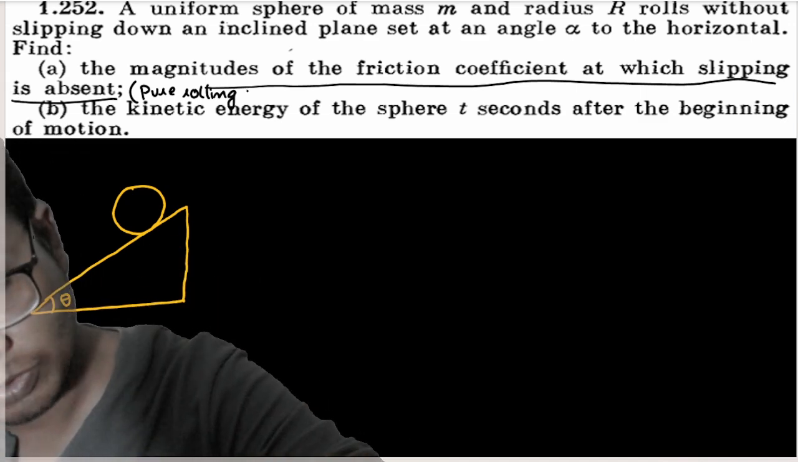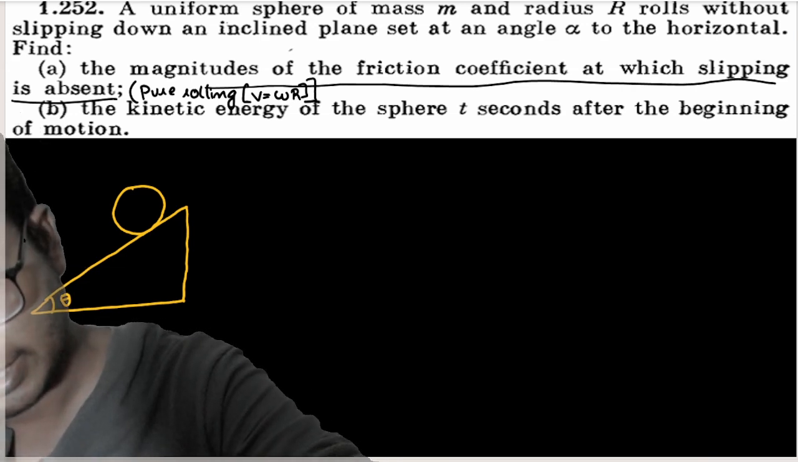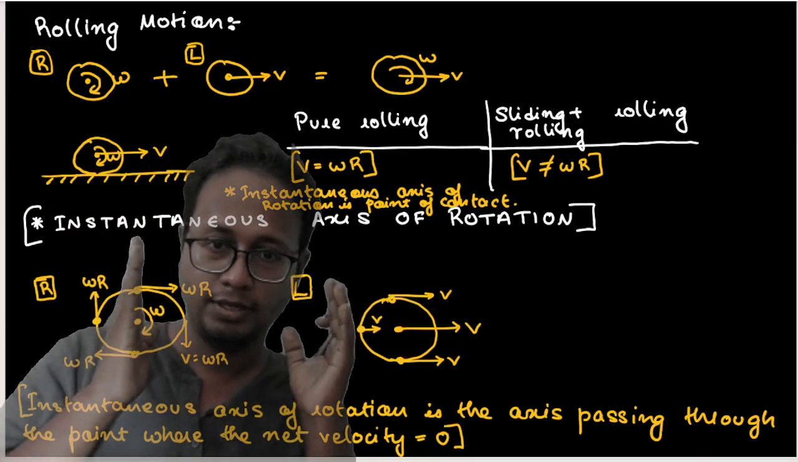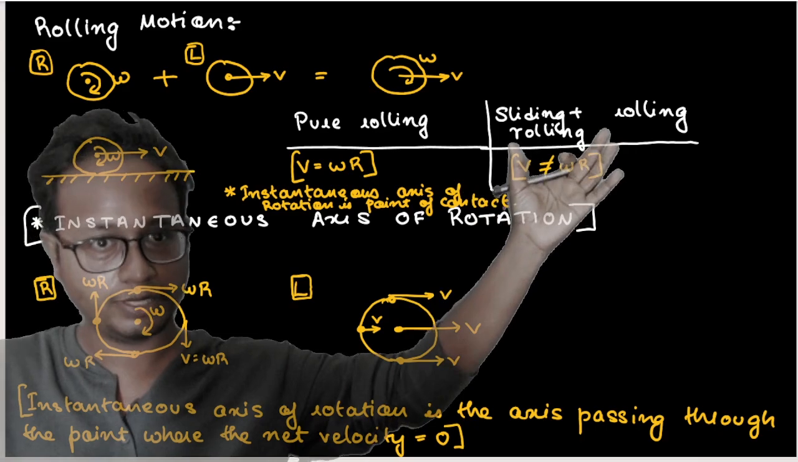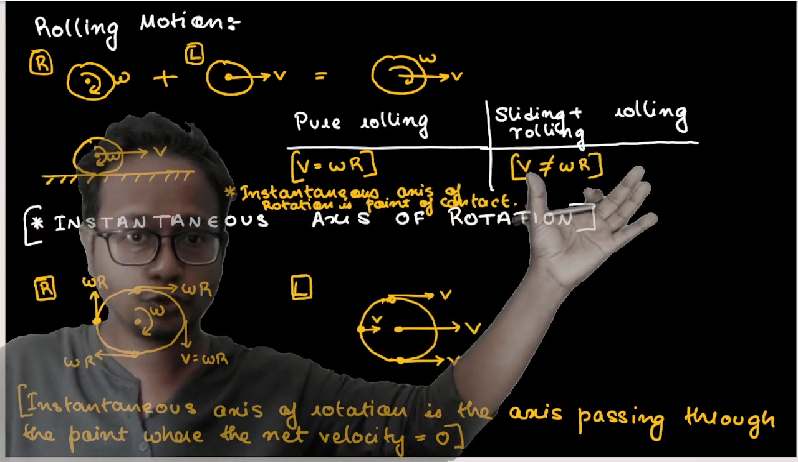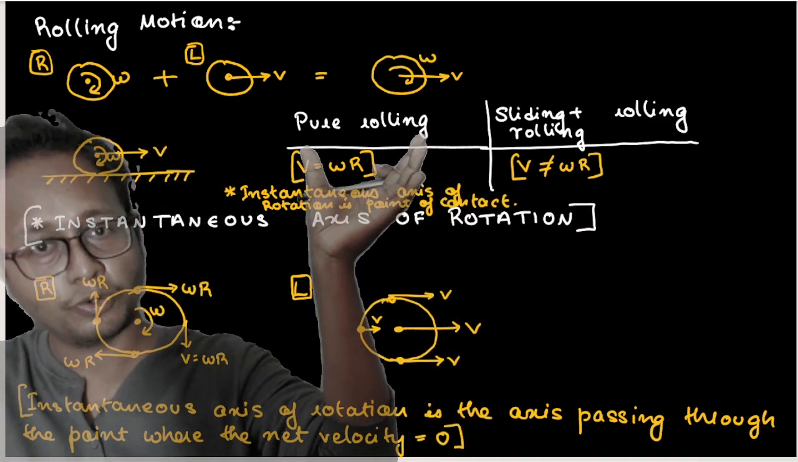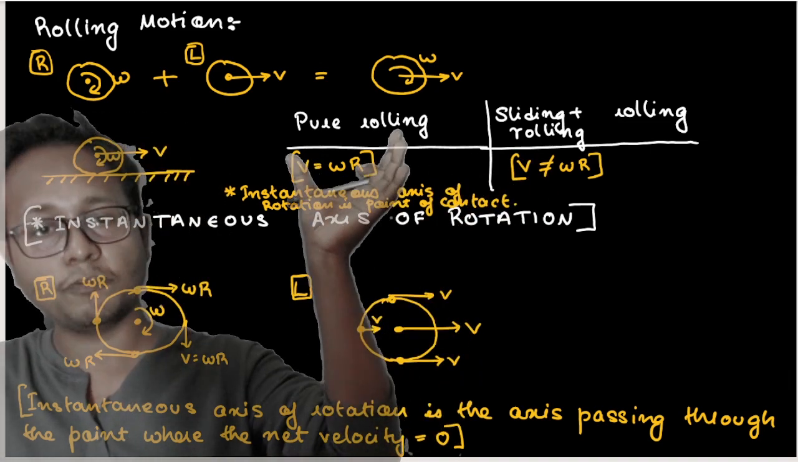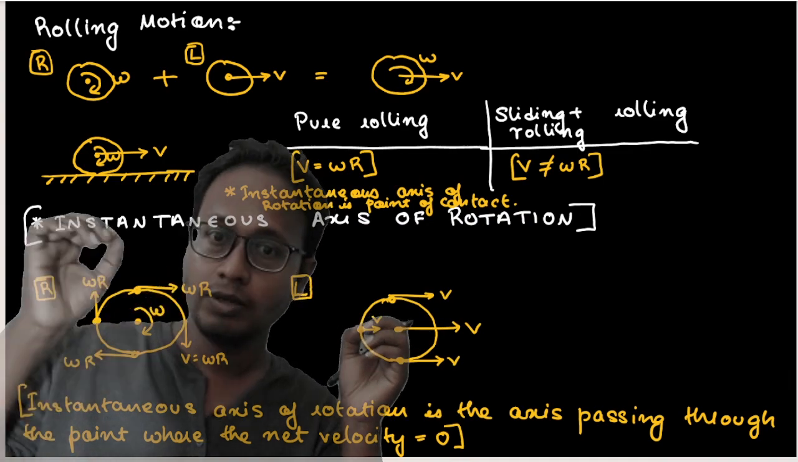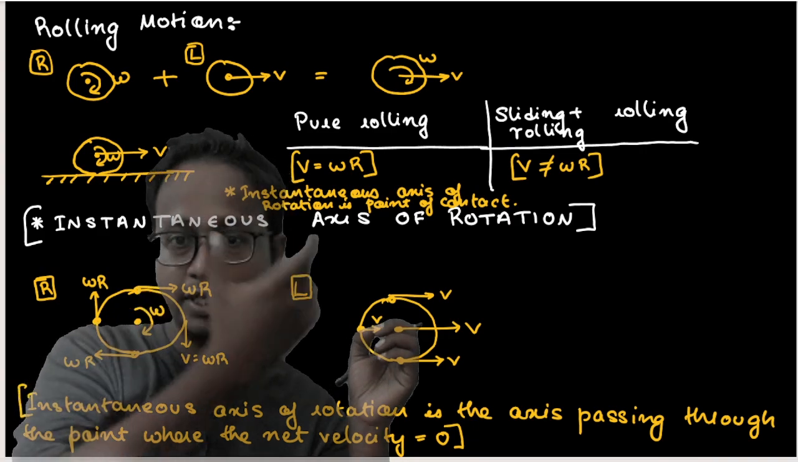Pure rolling means v equals omega r, or velocity of the center equals angular velocity into radius. One more thing regarding this rolling motion that I skipped telling you: in case of pure rolling or impure rolling, that means sliding plus rolling, in both cases friction force will be present. Without friction force, rolling is not possible. In case of pure rolling also, friction force is present. However, in pure rolling, friction force is much lesser than mu into N, the limit of kinetic friction.